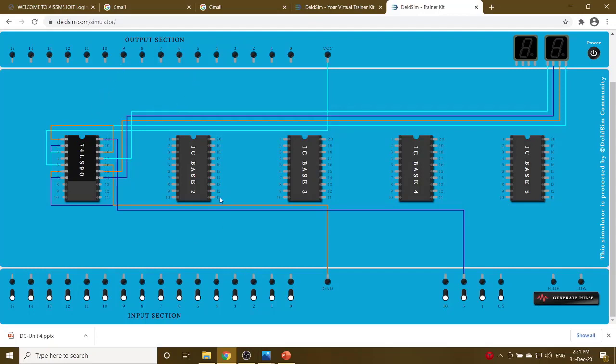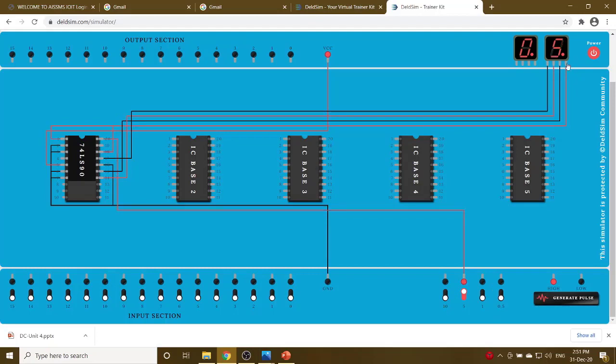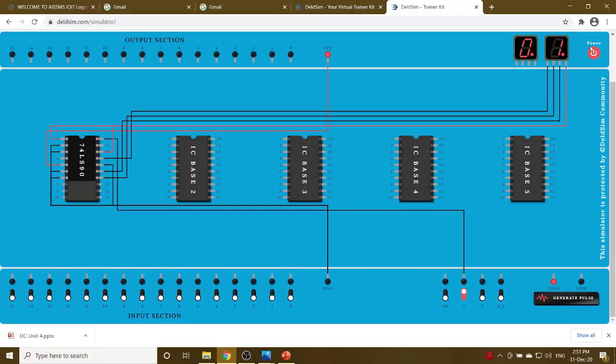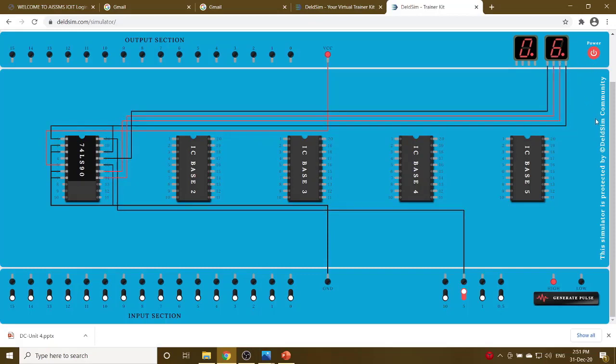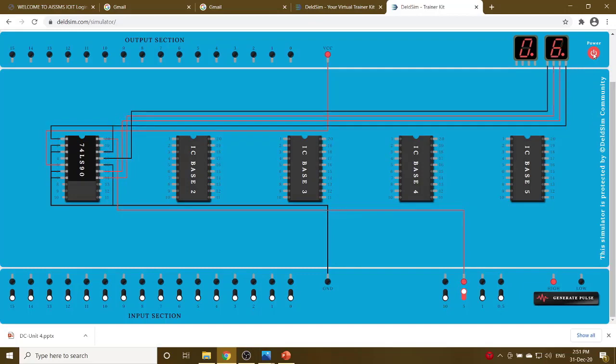Then you have to switch on the power supply and check the Mod 10 counter. Then give the clock. So see the output: 7, 1, 2, 3, 4. We can reduce the speed. So, switch on.